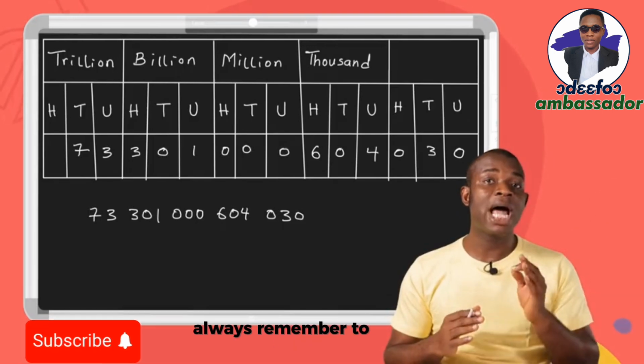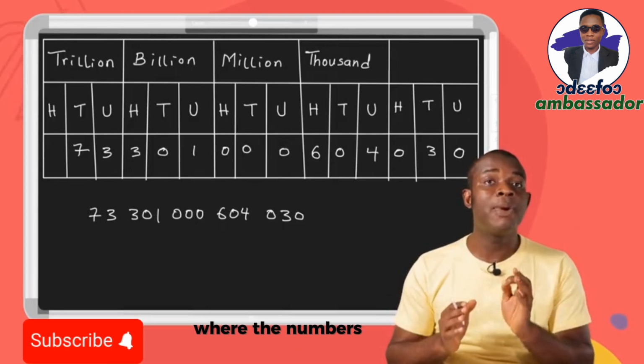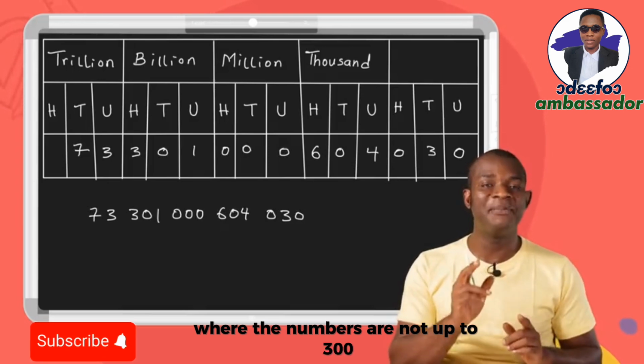You can see that writing large numbers in figures is not as difficult as you thought. Always remember to add zeros in groups where the numbers are not up to the 100 place value.